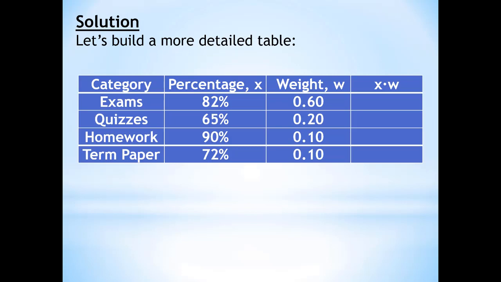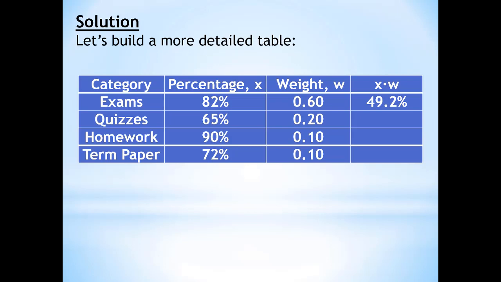Notice I've put the weights in decimal form. It's a good idea to put one of these two in decimal form. Don't put them both in, it makes it unnecessarily difficult. You can leave one in percent form and put the weight as a decimal. Now the formula says we're supposed to multiply each data value times its weight. So for exams, we're going to multiply 82 times 0.6, and 82 times 0.6 is 49.2.